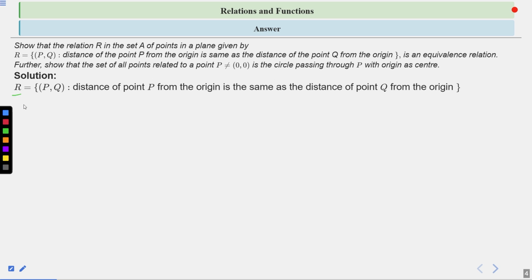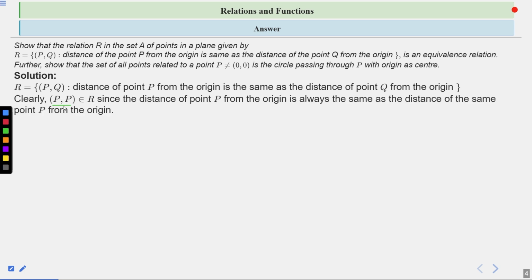So starting with the given relation, clearly (P, P) belongs to the relation R. Why? Because the distance of point P from the origin is always the same as the distance of the same point P from the origin.